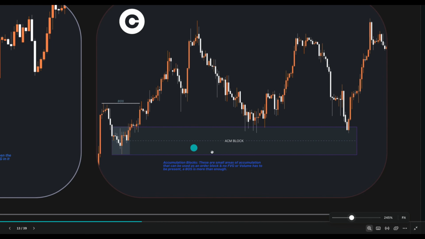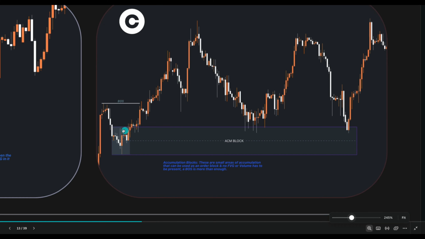And then see right here, I drew something called accumulation blocks. Now I don't know if anyone has actually coined a concept like this. I don't know if someone else has done this or whatever. All I know is this is something I have used before, and I call this accumulation blocks. So these are small areas of accumulation that can be used as an order block, and no fair value gap or volume has to be present. A breakup structure is more than enough.